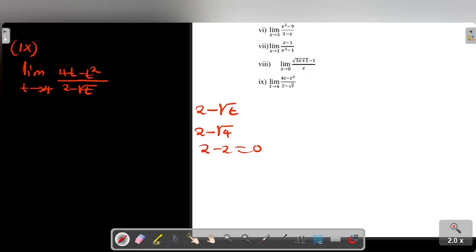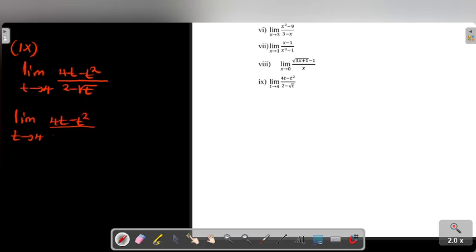So you rationalize the denominator. Now here we have the limit as t approaches 4 of (40 minus t squared) over (2 minus root of t). So we rationalize the denominator: get the conjugate, change the sign, so it will be 2 plus root of t. That's what we have.